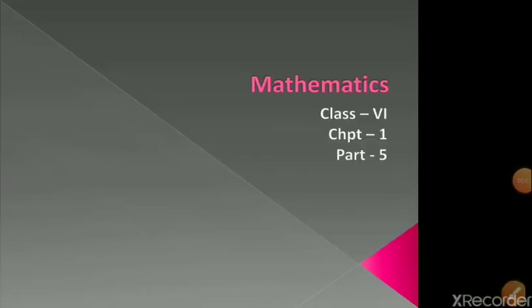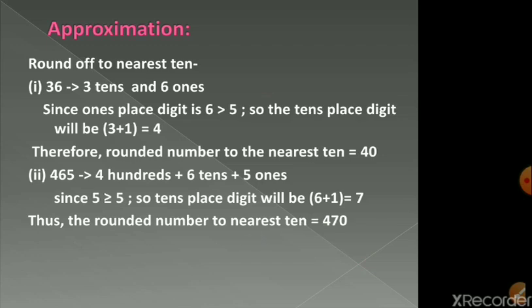In this video, we are going to learn about approximation or rounding of numbers to nearest 10, 100 and 1000 places. So let's start with rounding off to nearest 10. When we are rounding off to nearest 10 place, we will check the digit in the ones place. If the digit in the ones place is 5 or more than 5, we will change the digit in the tens place by 1, or we will add 1 to the tens place digit.